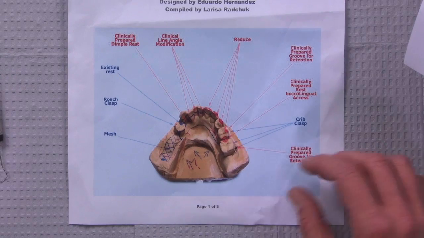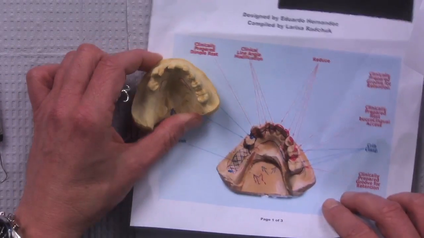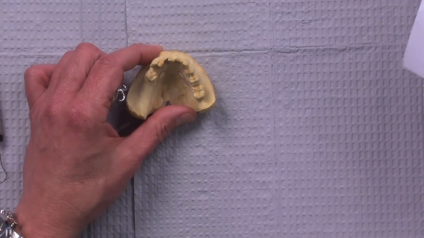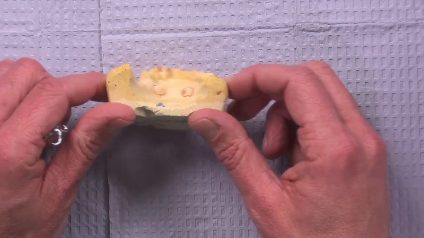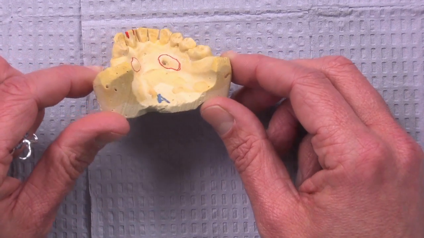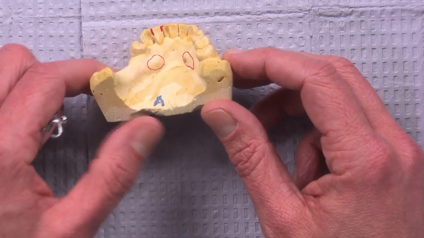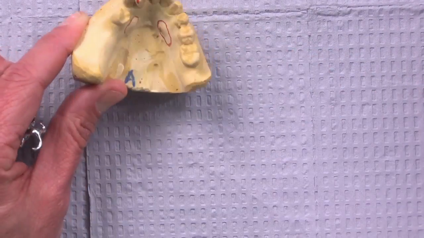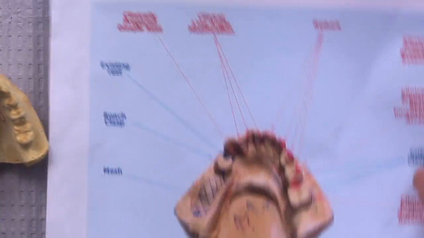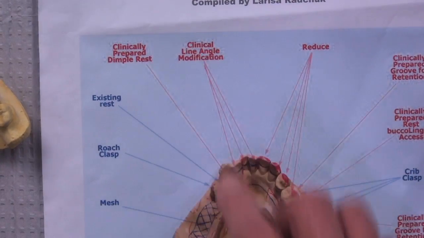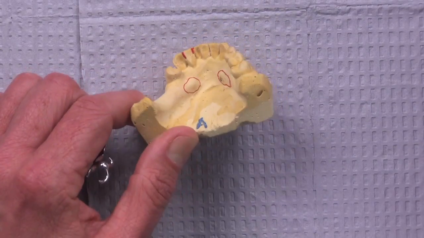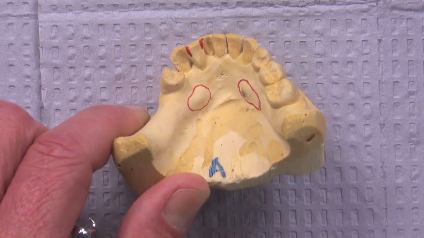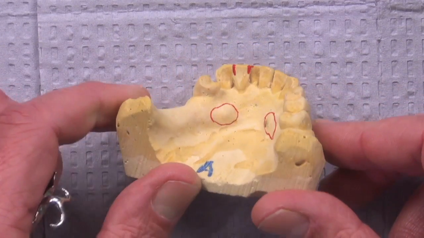So once the doctor gets this back, he tries to accomplish most or all of what is on that list, and we have some nice rest preparations. And of course, with the custom tray, we're able to see where those tori are, and so we know to stay away from there. And the one thing, I don't know if you noticed it, but they actually asked the doctor to do some clinical line angle modifications here on tooth number 23. And it might be a little hard to see those markings on the print, and so of course it's always marked on the model as well. And you can see those two areas where they wanted that reduced.